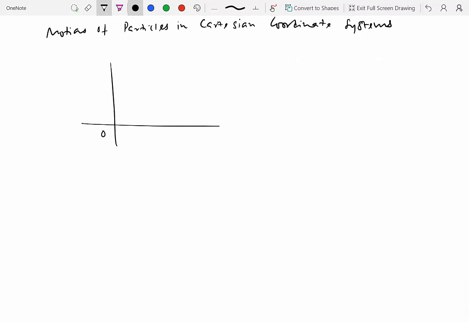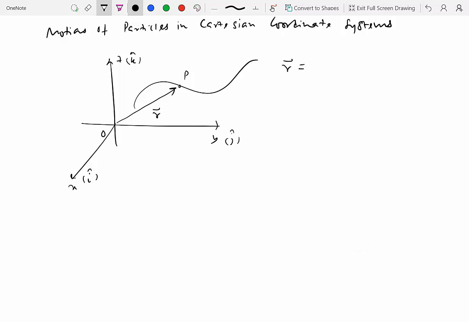coordinate systems where you have orthonormal axes, right? So you have the x-axis, y-axis, z-axis, and you have unit vectors i hat, j hat, k hat pointing along those three directions, and you have a particle moving along a curved path. So you have particle P whose position vector was given by r. Let's say r was given as a function of time: x(t) i hat plus y(t) j hat plus z(t) k hat. So this is actually a three-dimensional motion.